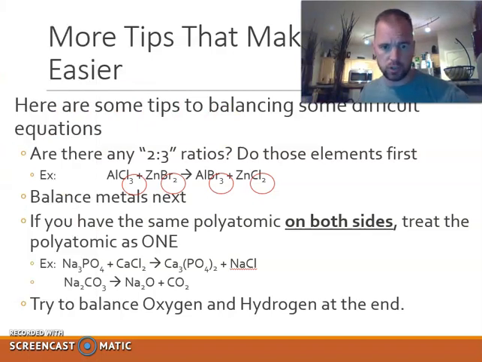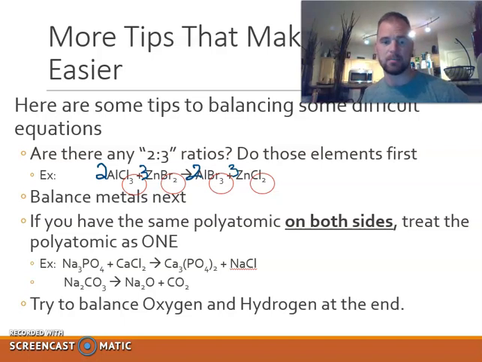So by putting the number 2 right in front of here, that's going to now mean that I have 6 chlorines on this side. And then if I come on this side, to make the multiple of 6 with this chlorine, I'd have to put a 3 in front of here. And then same thing with the bromines. The bromines are 2 on this side, so I'd put a 3 in front of here. And on this side, there's 3 bromines, so I'd put a 2 in front of here. And if I take a look, everything else is balanced. 3 zincs, 2 aluminums, and 2 aluminums. So taking care of those 2-3 ratios will definitely help.